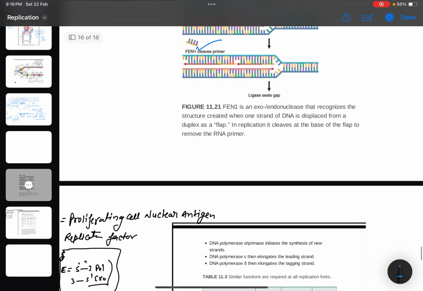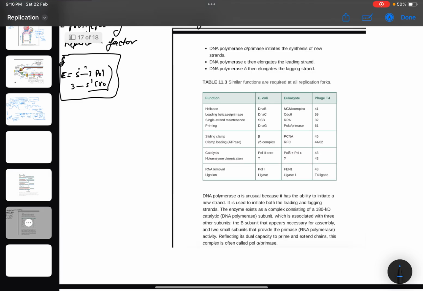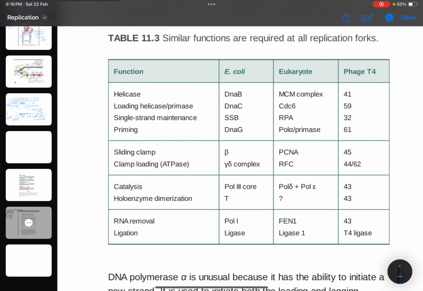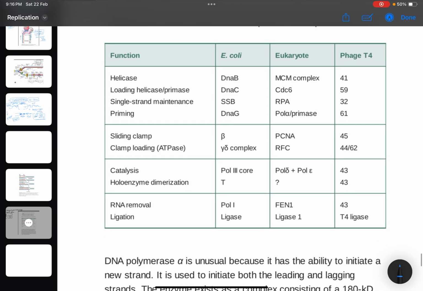Now we will discuss the difference between DNA replication of prokaryote and eukaryote. There is not much difference, so we will discuss here.